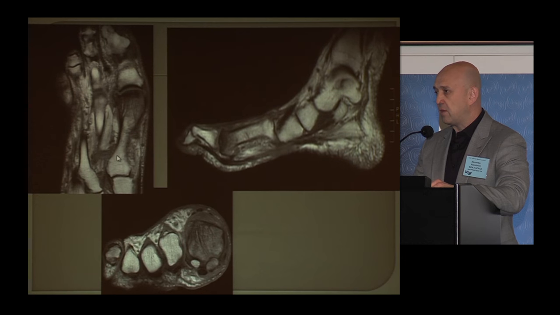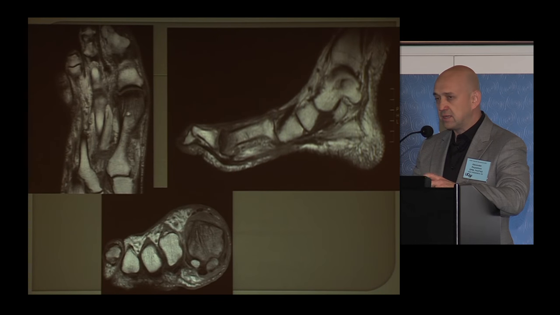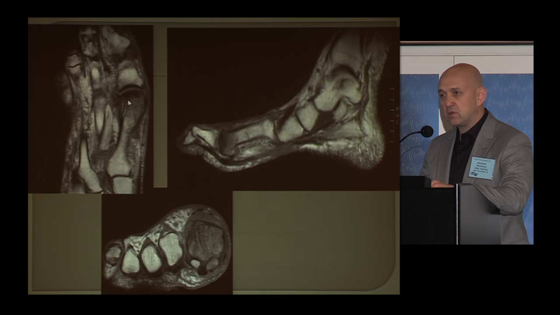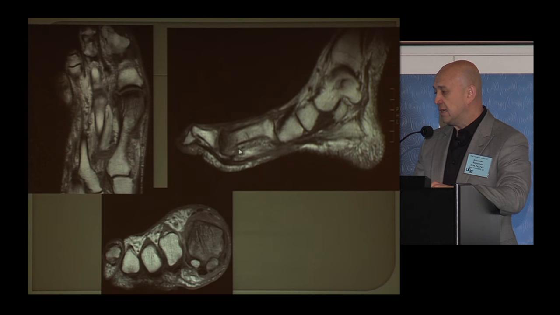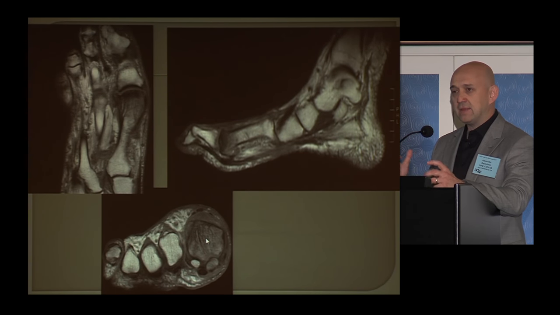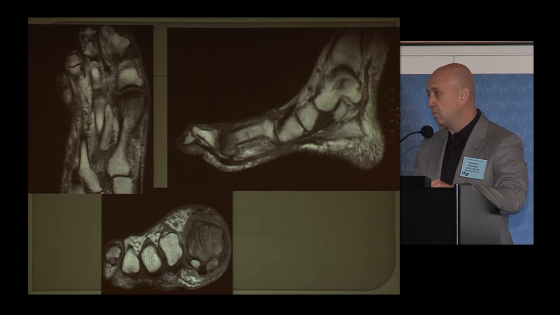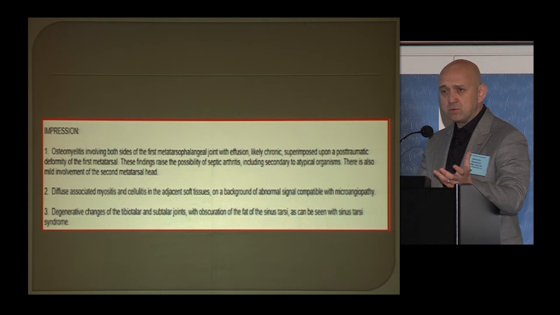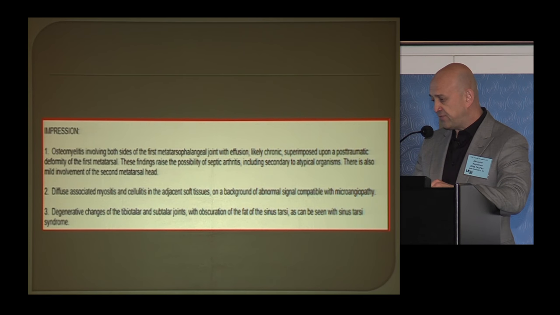So here we have an MRI. We have three different projections. This is a T1 image, and what I want you to focus on is this dark, low signal intensity of the first metatarsal head here. We have the same thing here and the same thing here on all three projections, and this would be consistent with a diagnosis of osteomyelitis. So what is the read? The read states as follows.